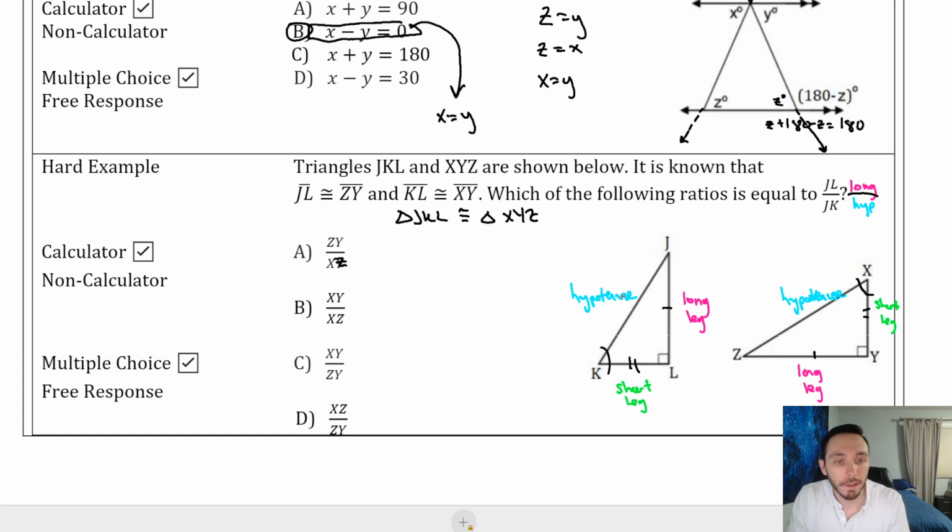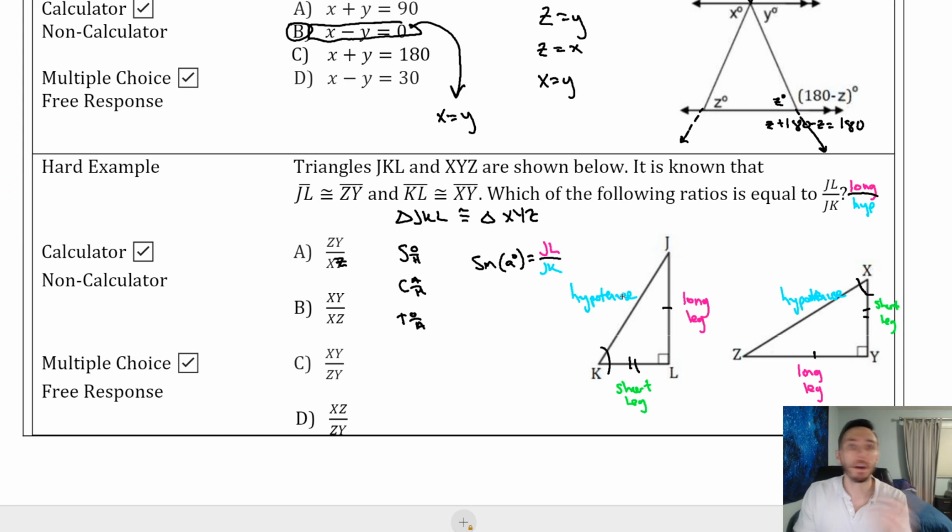for this angle K. So yes, SOHCAHTOA can actually be forgone here in some ways, but I do want to use this as kind of a refresher. So let's just solve it this way. I have this angle K here. I'm going to just say the sine of whatever this angle is, I'm going to call it angle A degrees, is equal to opposite over hypotenuse, long leg over hypotenuse. So that would be JL over JK, what I had in the problem.